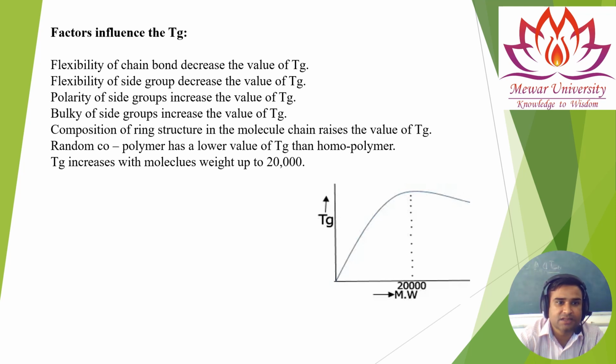Random copolymer has a lower value of Tg than homopolymer, and Tg increases with molecular weight up to 20,000. You can see in the graph the transition temperature on the y-axis and molecular weight on the x-axis. If the molecular weight increases, the transition temperature increases, and after a certain value, up to 20,000 molecular weight, the transition temperature starts decreasing with increasing molecular weight.